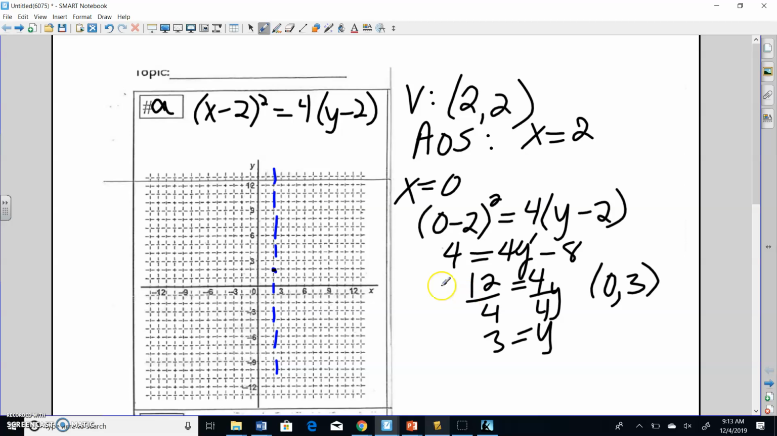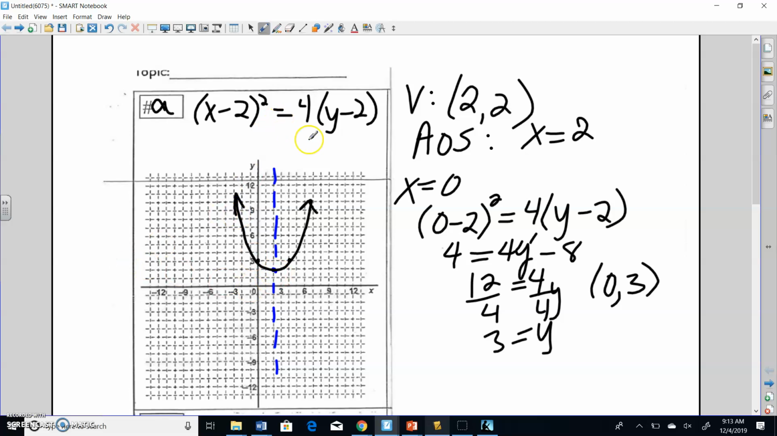Okay, so I'm going to plot (0, 3) right here on my graph. Using my axis of symmetry, I can just flip that point over the axis and it would give me this other point. We've done that before when we were solving quadratic equations. So now we'll do a very rough sketch. We know where the vertex is and we know where it crosses, so we're just going to do a very rough sketch of our parabola.